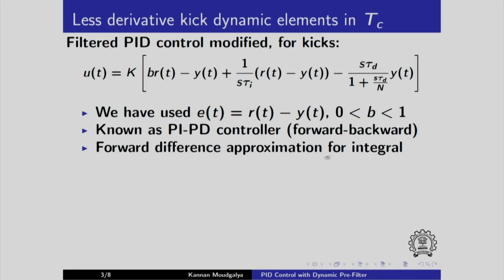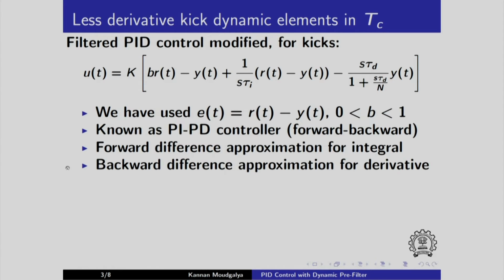We have forward difference approximation for integral, and we will apply backward difference approximation for derivative. So we will use forward approximation here, we will use backward approximation here. When I do that, I get the following discrete time form. The first two terms come over here, then I have this error term E of t given by R(t) minus Y(t), and for 1 over s I will use forward difference approximation.